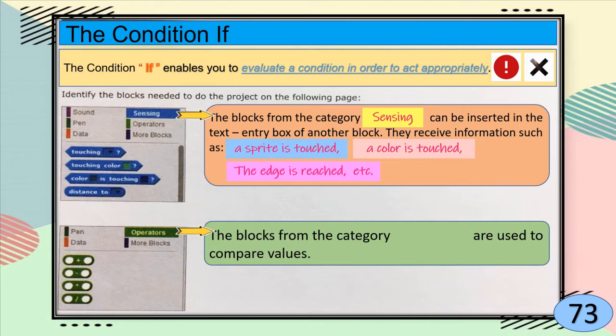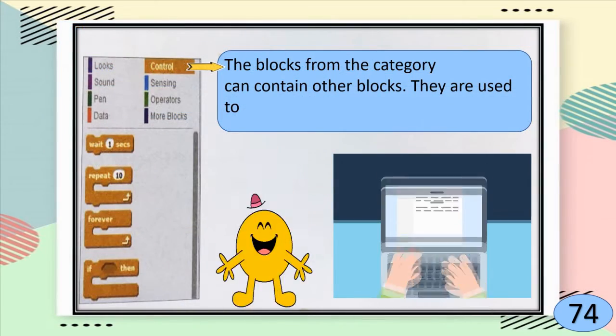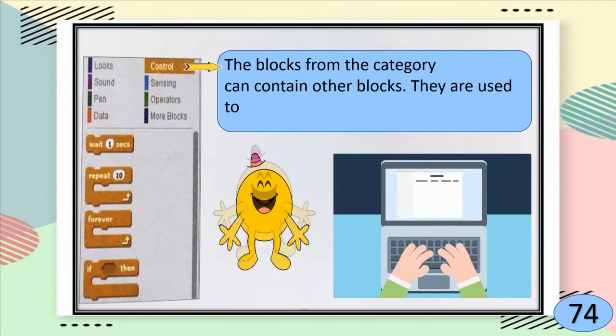Now let's move on to the second category, which is operators. The blocks from the category operators are used to compare values. Take note, the blocks that we have in here are used to compare values.